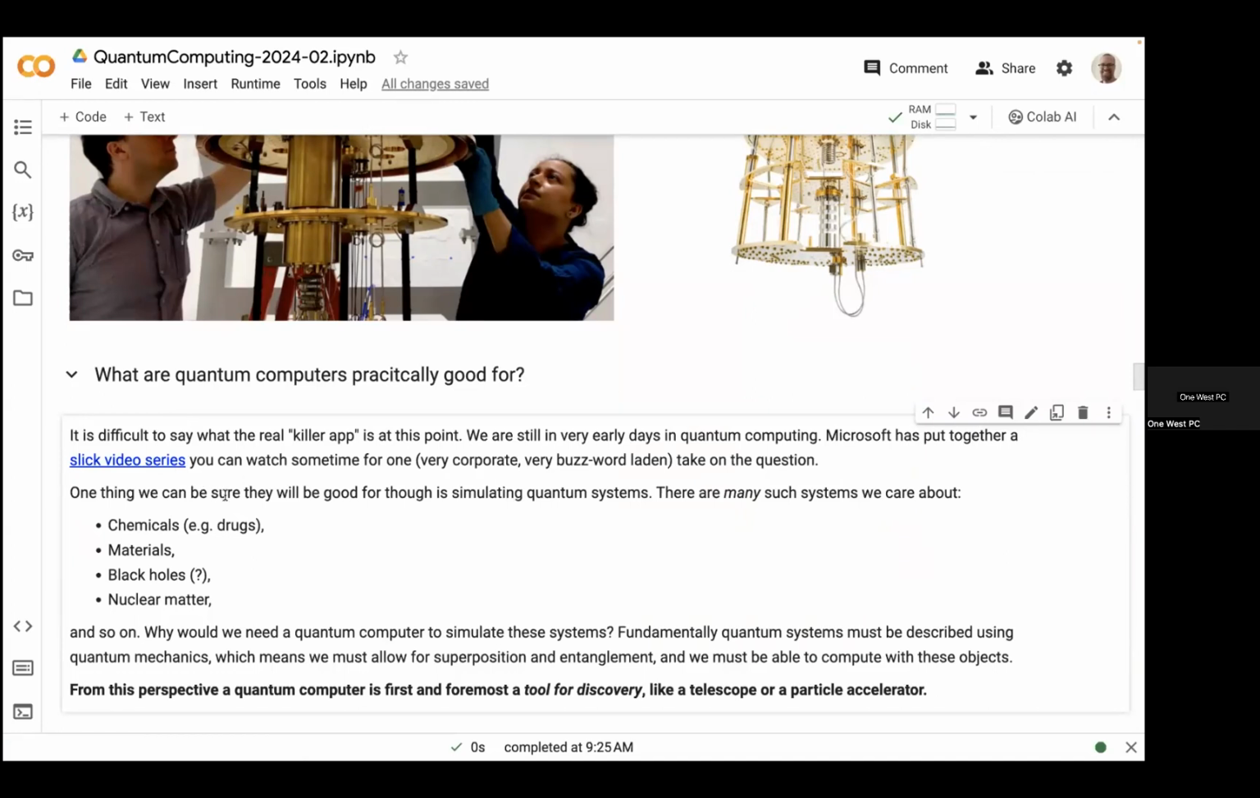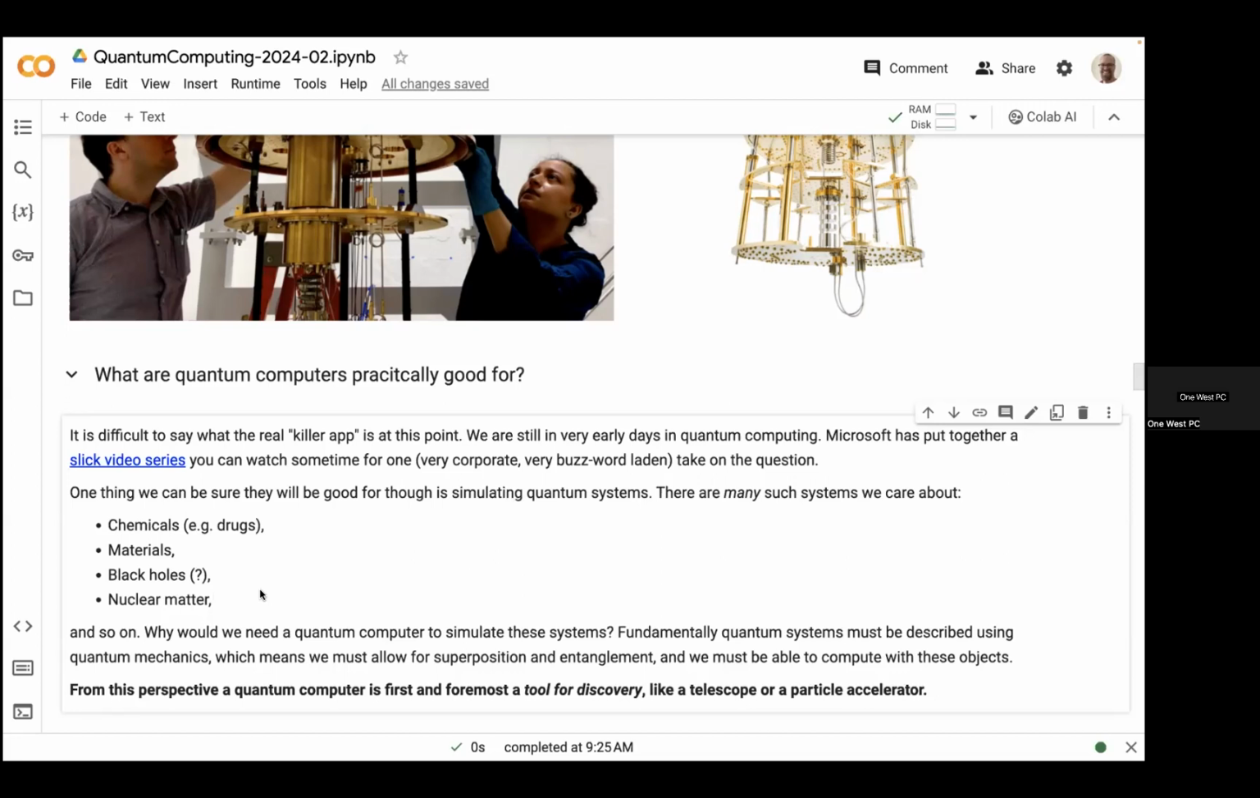The number one thing, in my opinion, for sure, is simulating quantum systems, right? We were just talking about these problems in chemistry, like all kinds of chemistry stuff, drug discovery. It's going to be very interesting there. Material science, again, for the same reason. Simulating really bizarre physics systems like black holes, nuclear matter, and so on. We need quantum computers for this because these systems can really only be properly understood quantum mechanically.